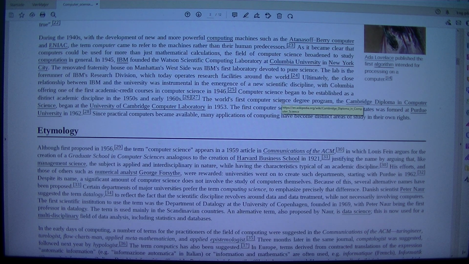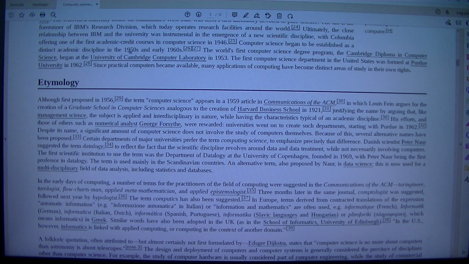Computer science began to be established as a distinct academic discipline in the 1950s and early 1960s. The world's first computer science degree program, the Cambridge Diploma in Computer Science, began at the University of Cambridge Computer Laboratory in 1953. The first computer science department in the United States was formed at Purdue University in 1962. Since practical computers became available, many applications of computing have become distinct areas of study in their own rights.